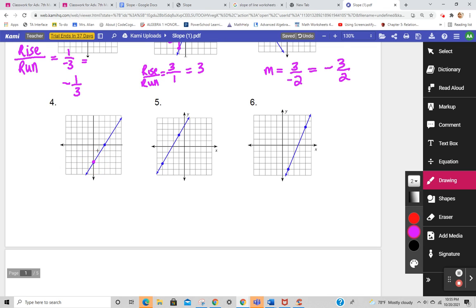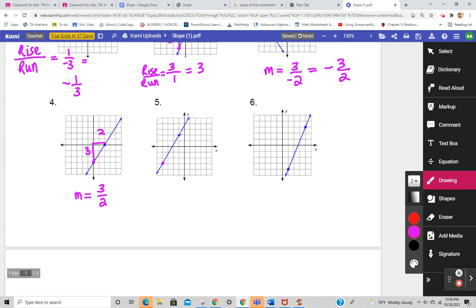All right, so from this point, we're going to rise. That's 1, 2, 3. And run to the right, 1, 2. So that's going to be 3 over 2. That's our slope that is represented using the letter M.